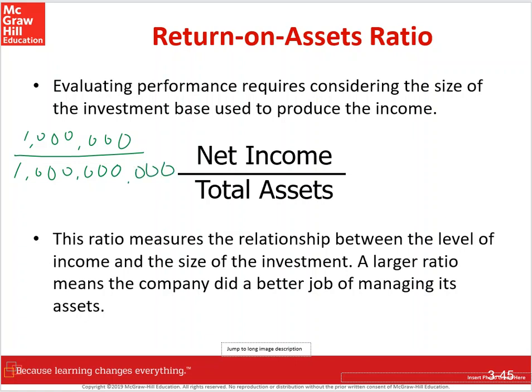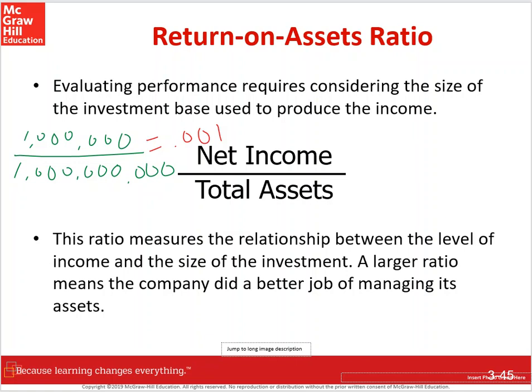$1 million of net income divided by total assets of $1 billion. What's my ratio? We've got 0.001, right? I think we could make more than that by just putting our $1 billion in a savings account at the bank. So $1 million of net income is kind of pathetic.